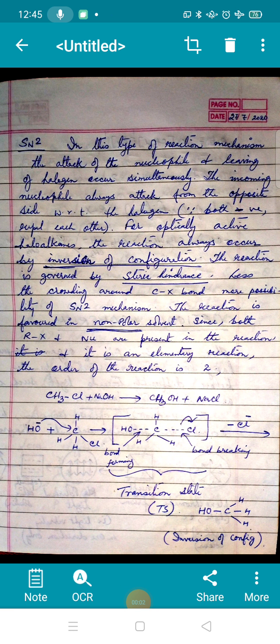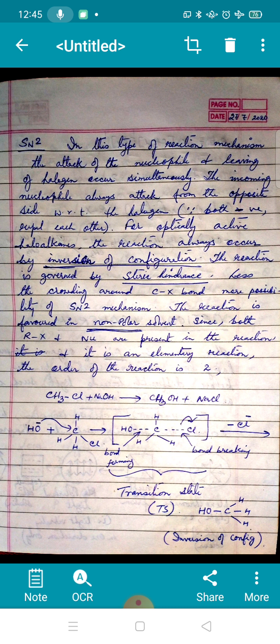Dear students, let us discuss the SN2 mechanism today. The full form of SN2 is substitution, nucleophilic, bimolecular reaction. Bimolecular means the order of the reaction is 2. When you do chemical kinetics, you will be taught what the order of the reaction is. Here also I'll try to explain a little bit.